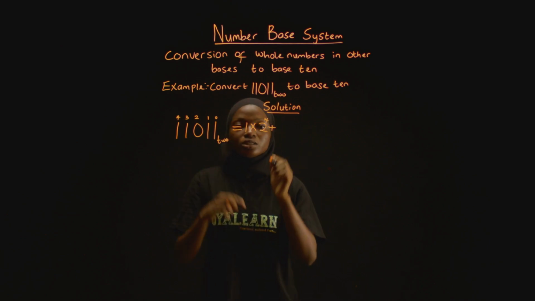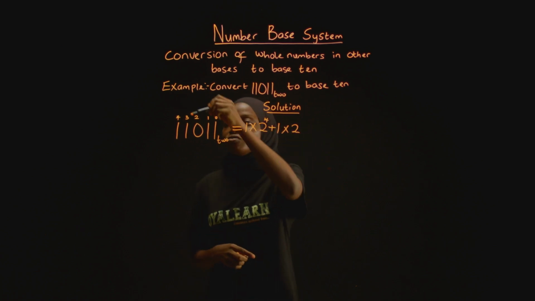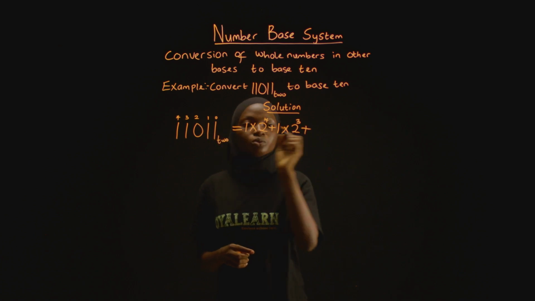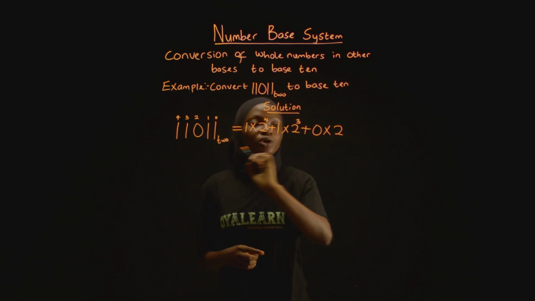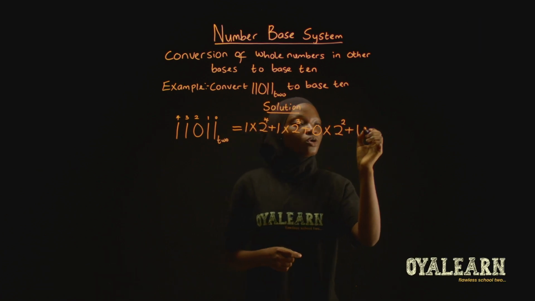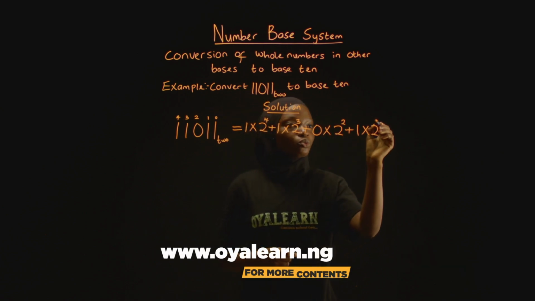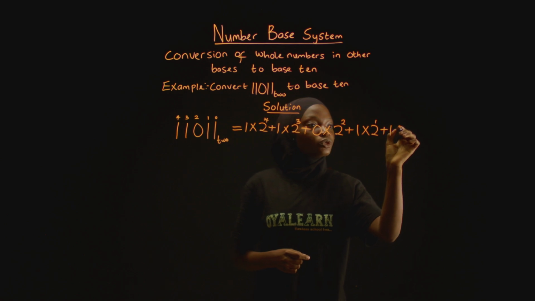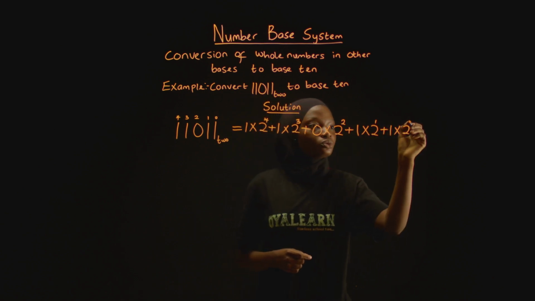That is, the next digit we have here is 1. So we say 1 multiplied by the base we have here, 2, raised to the power of the number we have here, 3, plus the next digit, 0, multiplied by the base 2 raised to the power of the number we have here, 2, plus the next digit, 1, multiplied by the base 2 raised to the power of the number we have here, 1, plus the next digit, 1, multiplied by the base we have, 2, raised to the power of the number we have, 0.